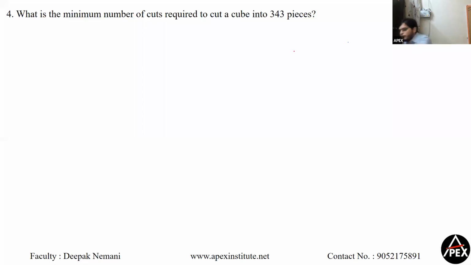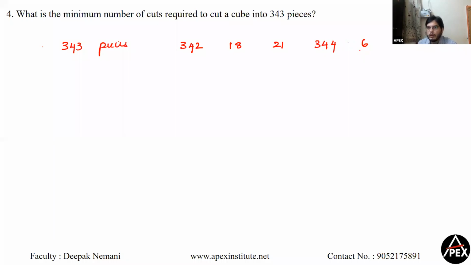Okay, I will write the options that you guys have sent me. Okay, guys. So what is the minimum number of cuts required to cut a cube into 343 pieces? Now, so 343 pieces. The answers I got are 342, 18, 21, 344, and 6 and 7.